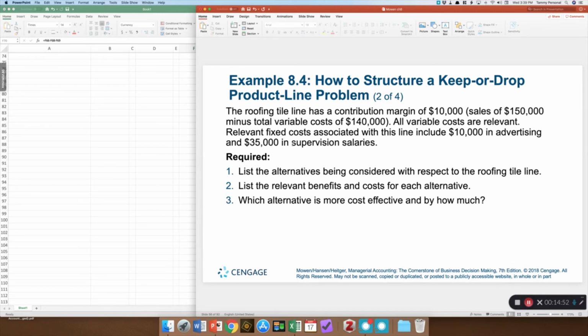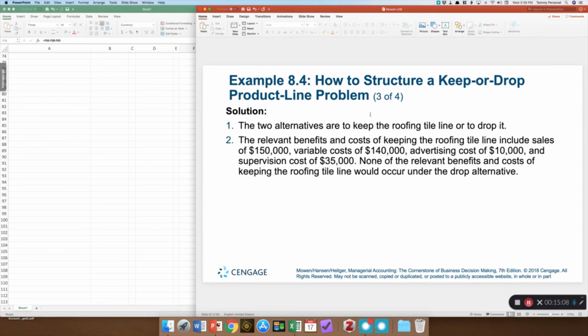And so what we need to do is list the alternatives, list the relevant benefits and costs for each alternative, and which alternative is more cost effective and by how much. And so obviously the two alternatives are to keep the roofing tile or to drop it. The relevant benefits would be, well, we'll see them on the next slide. I'm not going to walk through this.